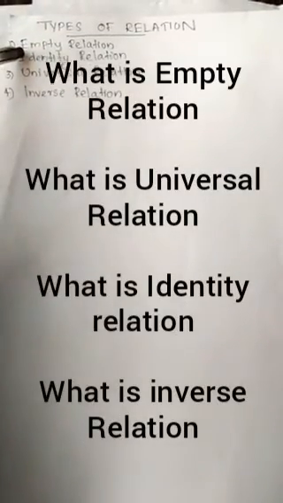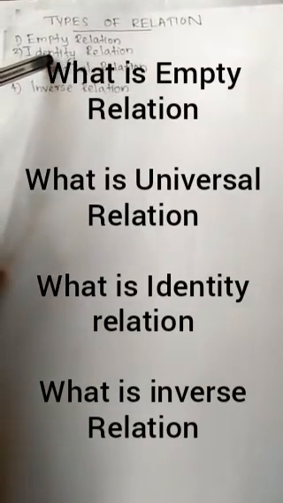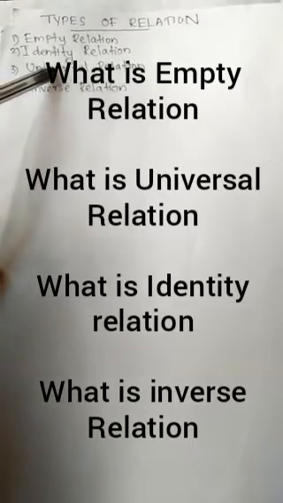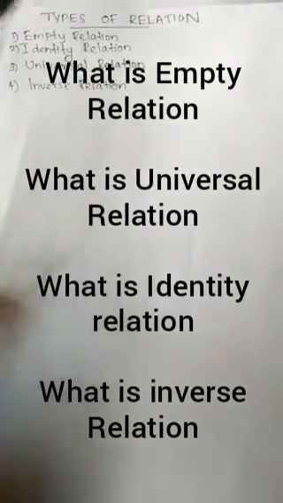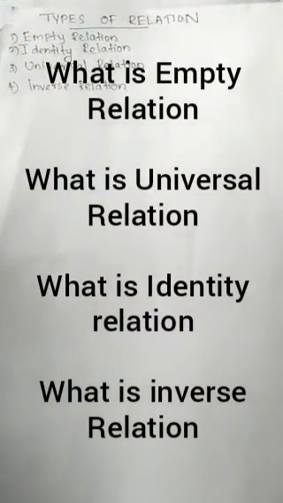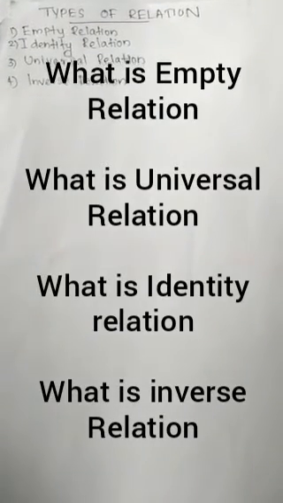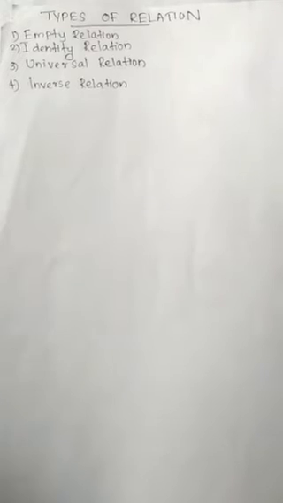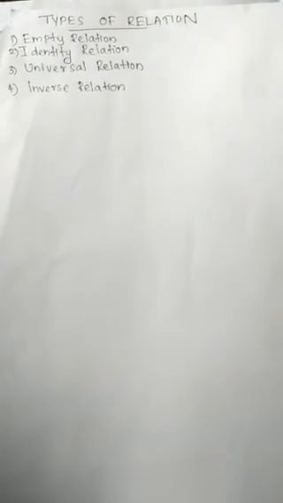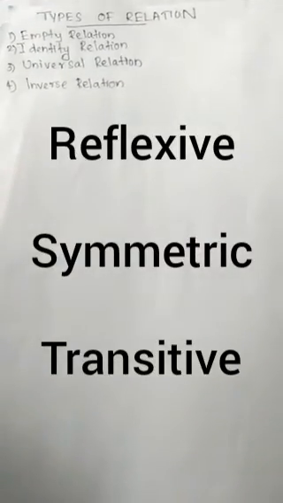Before we move on to the main topics, we should understand what is an empty relation, what is an identity relation, what is a universal relation and what is an inverse relation. First, let me give a short brief explanation about these four relations. After that, we can move on to the most important types of relation: reflexive, symmetric and transitive relation.